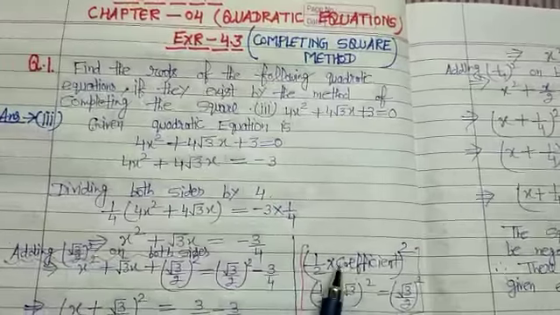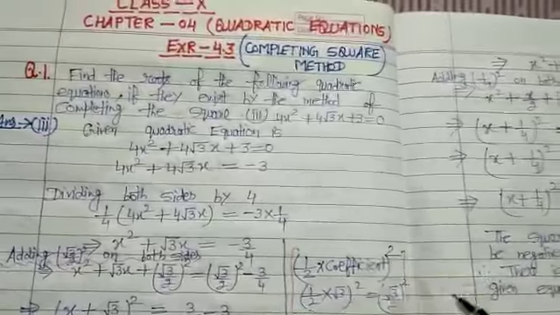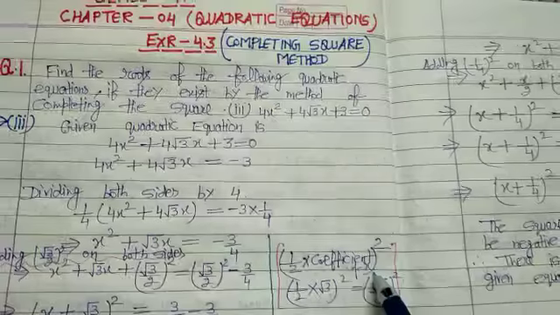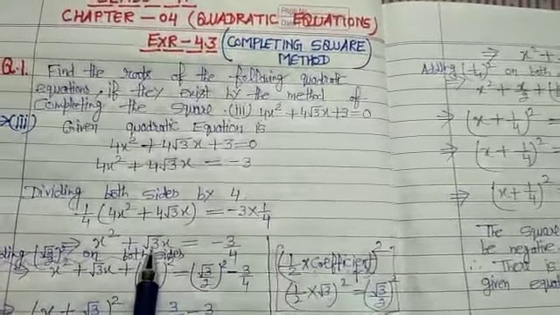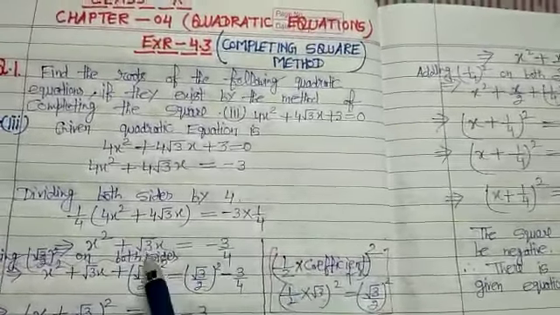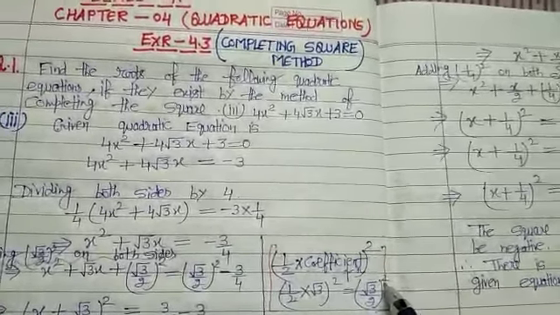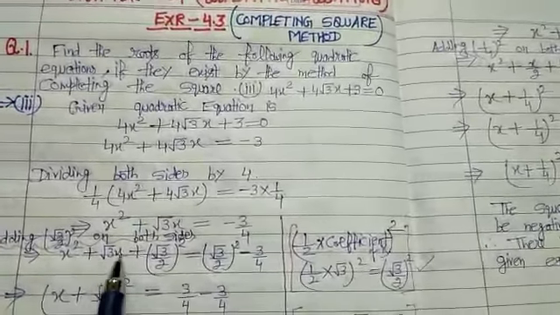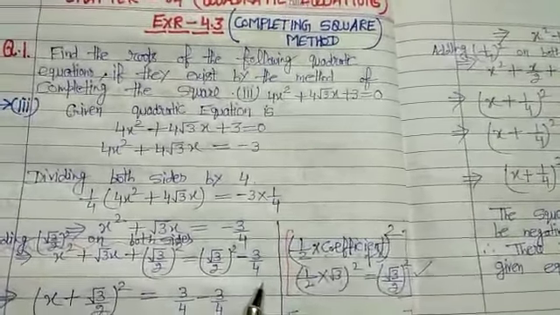Now the next step is very important here. We have to add to both sides half of the coefficient of x whole square. Half of the coefficient, this is a very important step, half of the coefficient of x whole square. So the coefficient of x is root 3 here. Half of it means multiply, root 3 by 2 whole square. So this term I have to add to both sides. So it becomes x square plus root 3x plus root 3 by 2 whole square is equal to root 3 by 2 whole square minus 3 by 4.